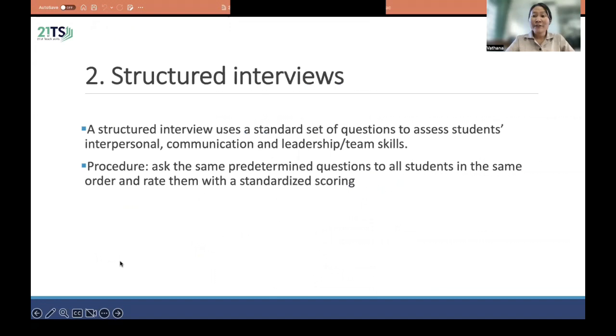So let's start with the first part of the techniques of assessment. The first is the structured interview. What does a structured interview mean? A structured interview uses a standard set of questions to assess students' interpersonal communication, leadership, or teamwork skills. So the procedure is the same: predetermine the questions for all students, ask them in the same order, and rate them with a standard scoring.